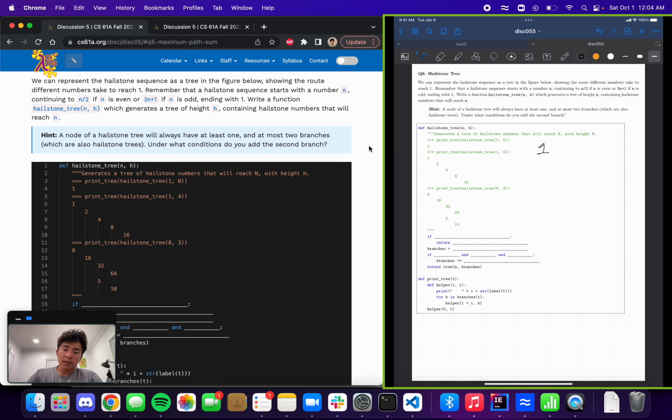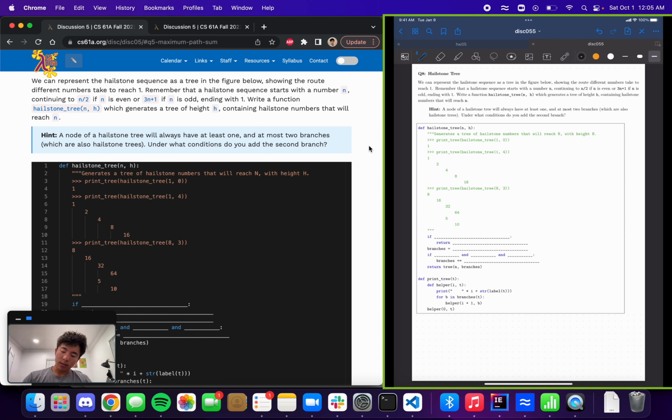Starting off, let's say n is 1, right? The thing about n is 1 is that there's only one place that it could come from, a 2. And in the case of a 2, it could have come from a 4. And that could have come from an 8, and that could have come from a 16. If you might imagine, 16, 8, 4, 2, 1 is a hailstone sequence. So that's going to be one example.